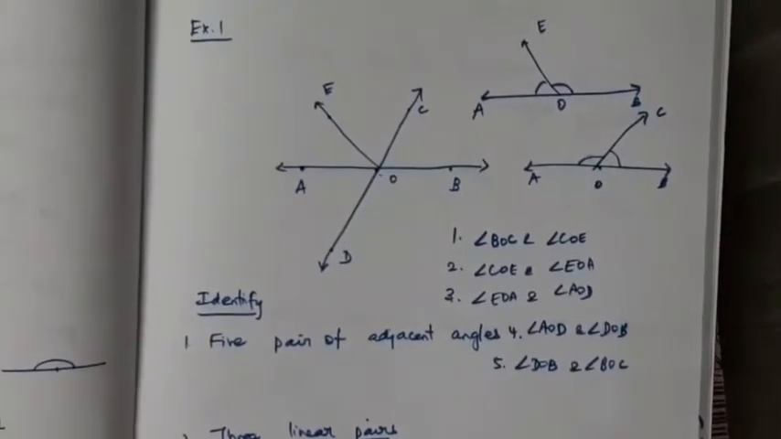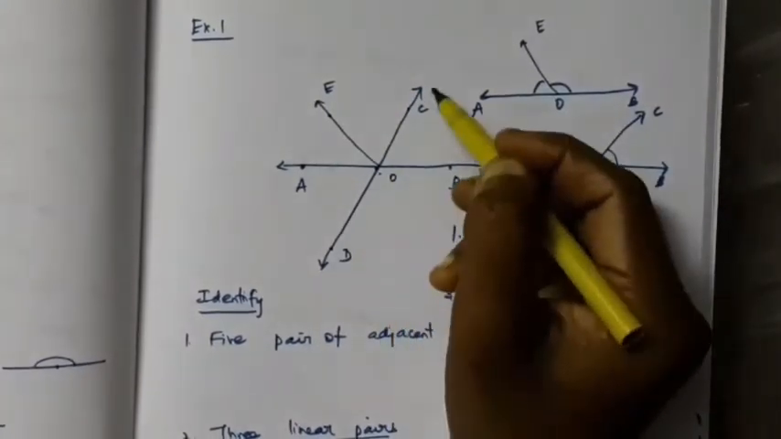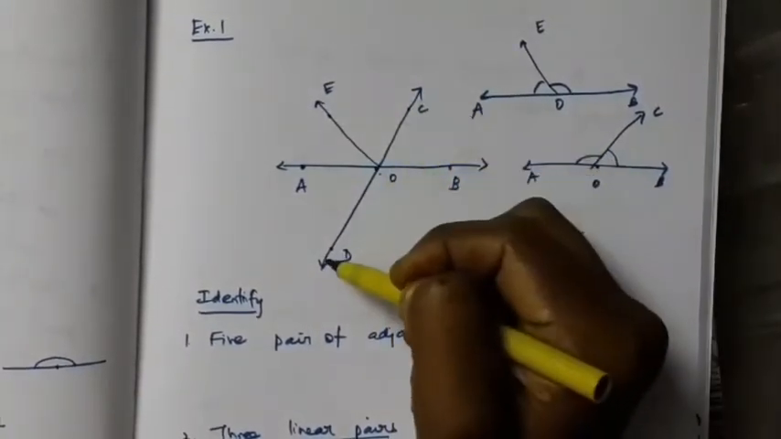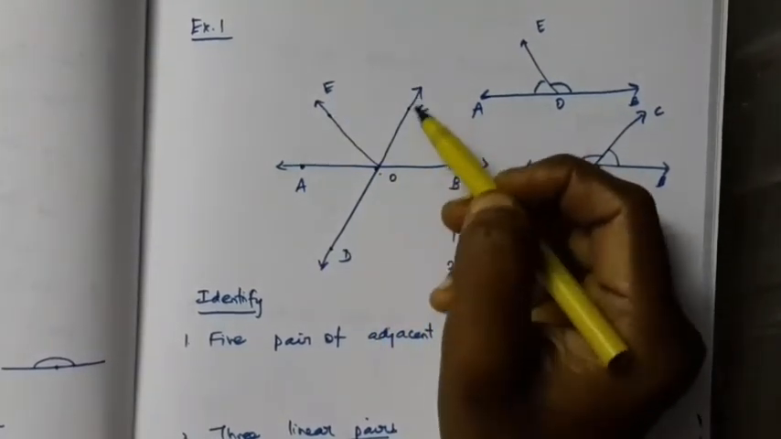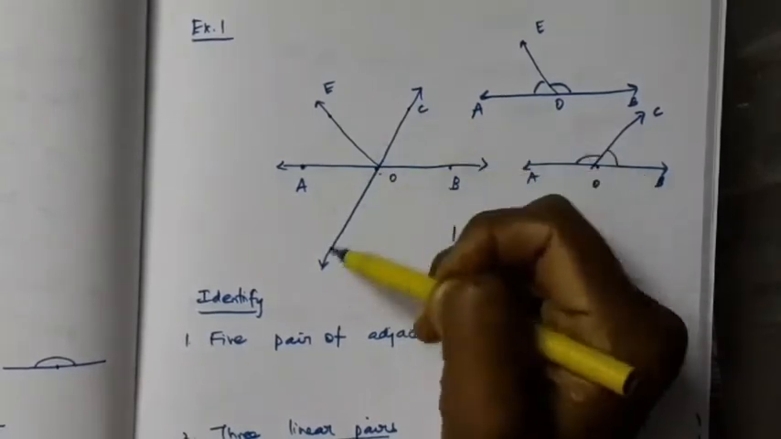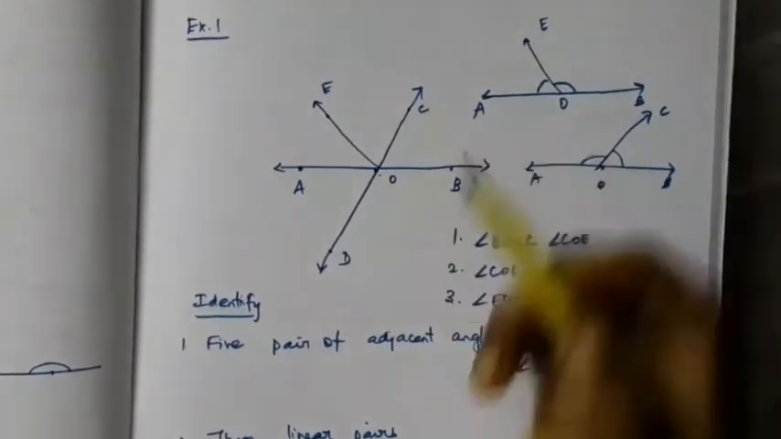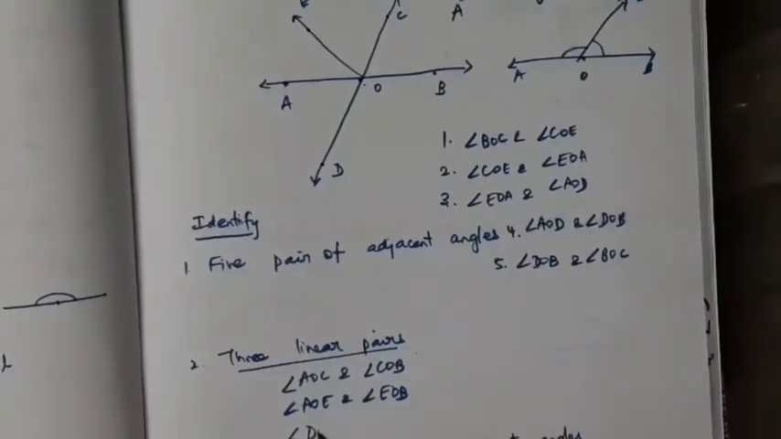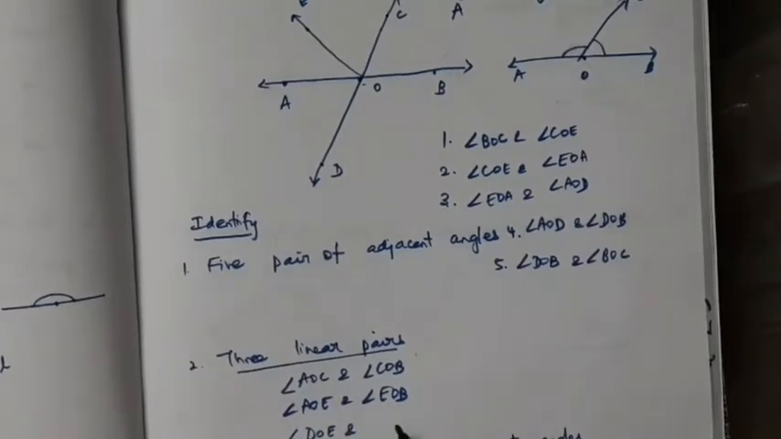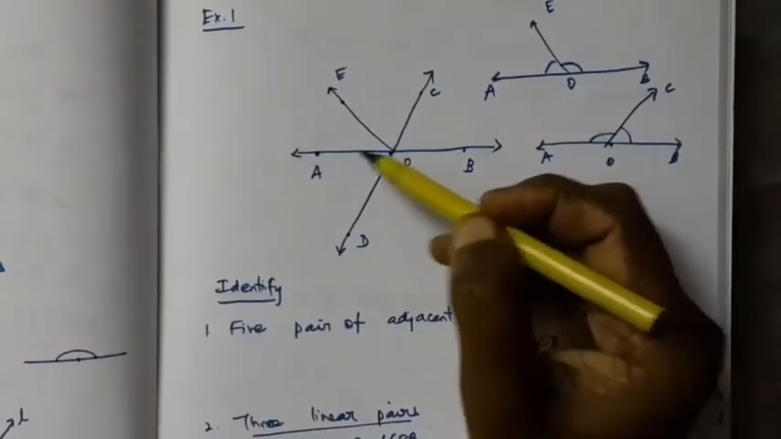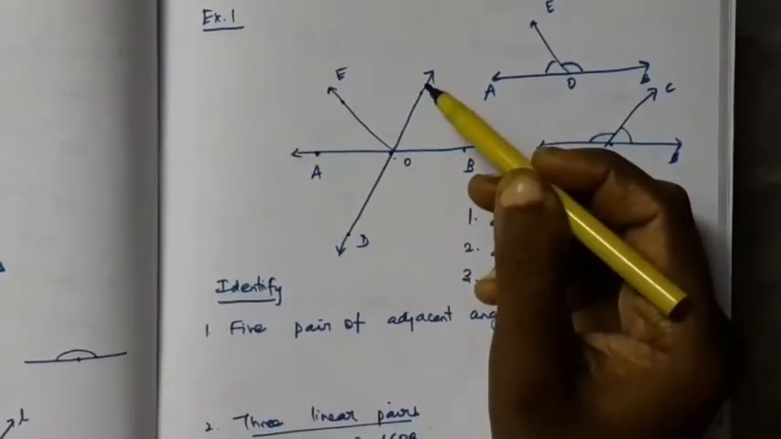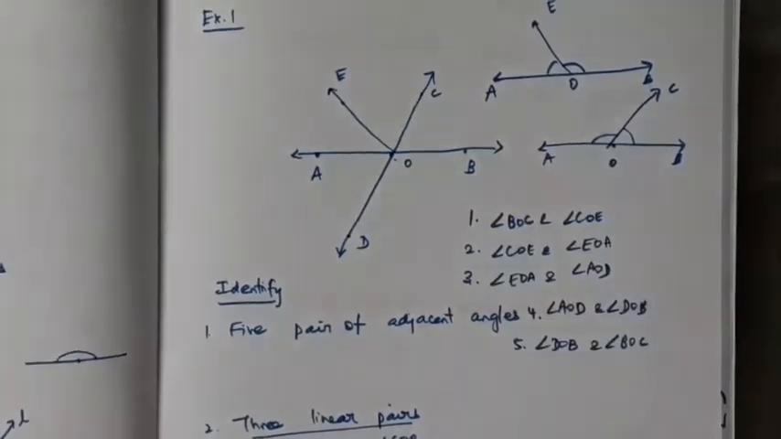Now I will take this straight line DOC. So taking this straight line, DOE and EOC make a linear pair. So angle DOE and angle EOC. You can also write angle DOA and angle AOC. That also makes a linear pair.